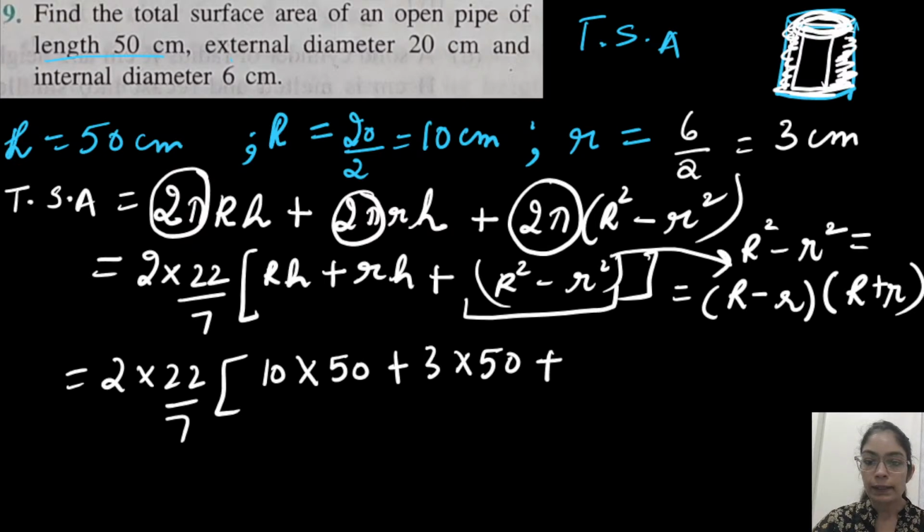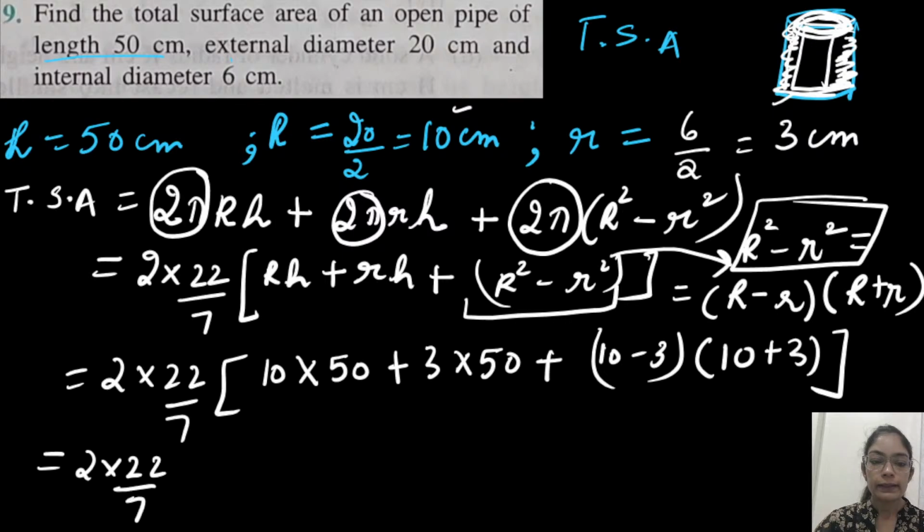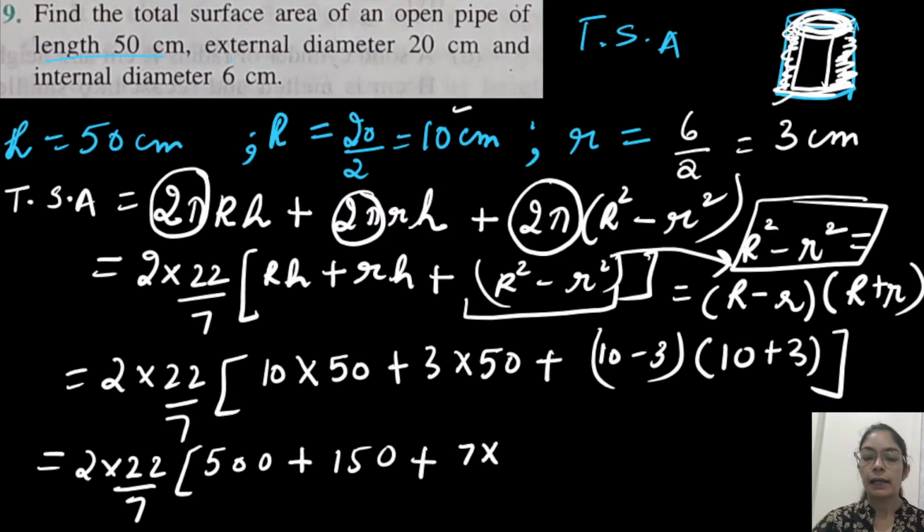So capital R minus small r, capital R is what? 10, small r is 3. So here 10 minus 3, and into 10 plus 3. See, R square minus r square, I have just expanded it using the formula of a square minus b square. So now this is 2 into 22 by 7. Let's do the calculation. So 10 into 50 is 500 plus 3 into 50 is 150 plus 10 minus 3 is 7 and 10 plus 3 is 13.